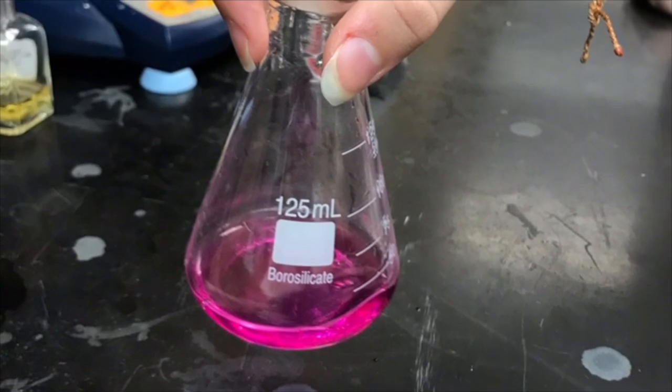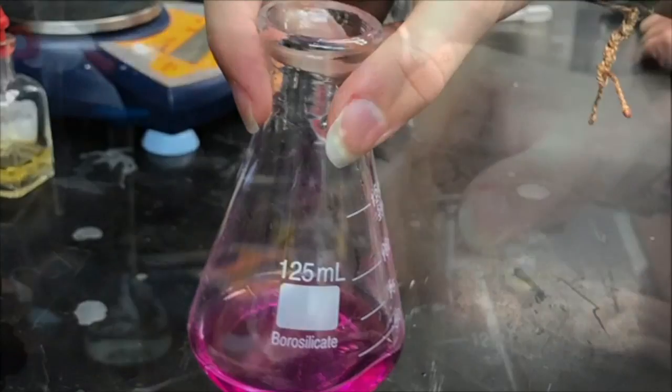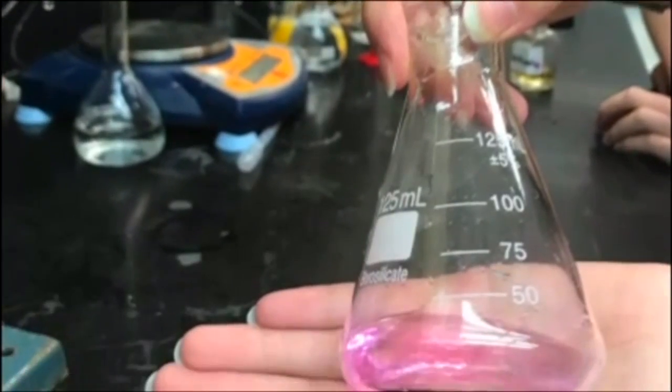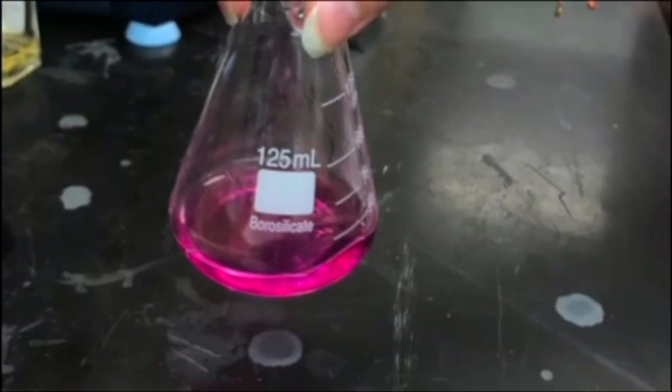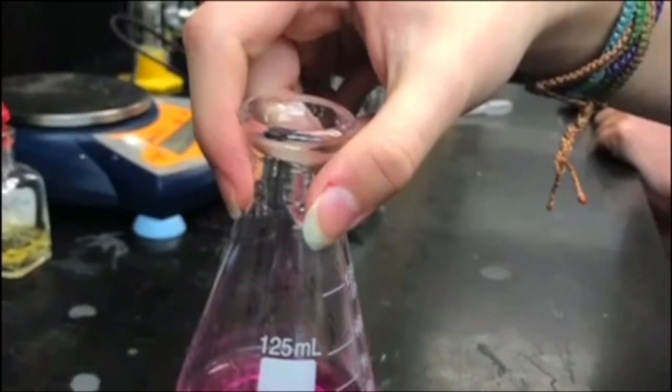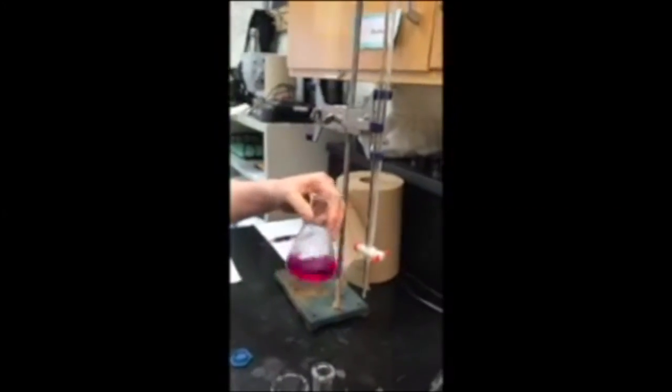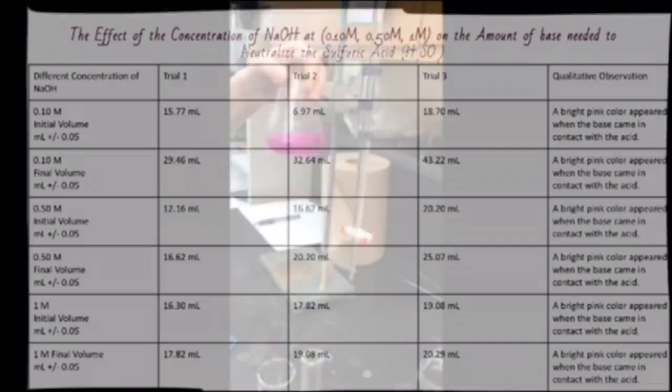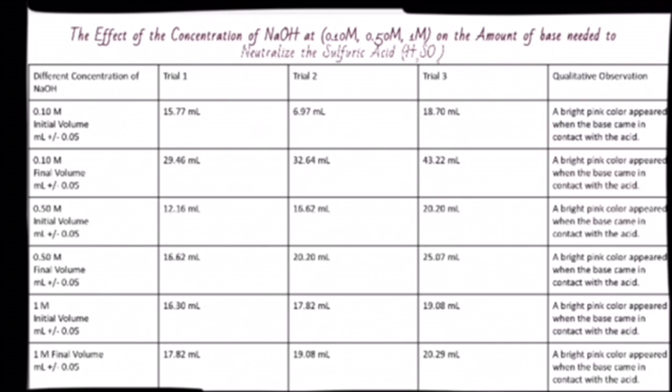Repeat the steps to have 2 more trials for the 0.10 molarity. Repeat the process using 20 milliliters of sodium hydroxide diluted to a 0.50 molarity. Then use 40 milliliters of sodium hydroxide for the 1 molarity solution. With a different concentration of sodium hydroxide, which are 0.10 molarity, 0.50 molarity, and 1 molarity, with uncertainty of plus or minus 0.05 milliliters, we did 3 trials to get the initial volumes and the final volumes for each molarity.